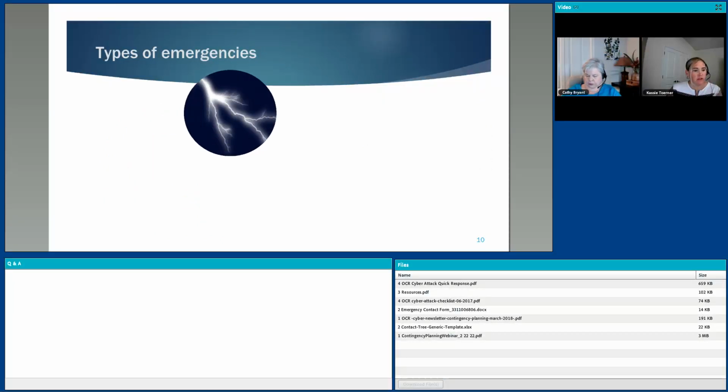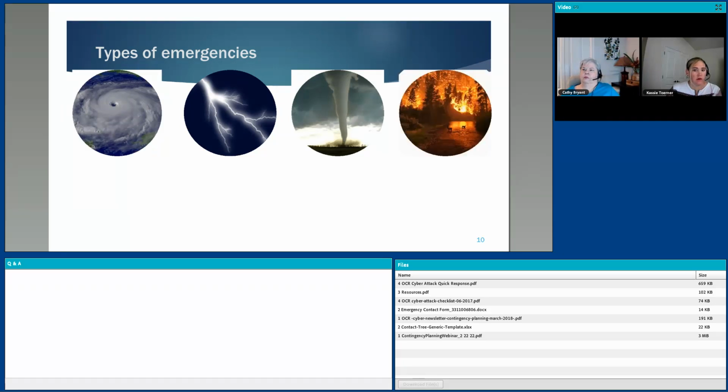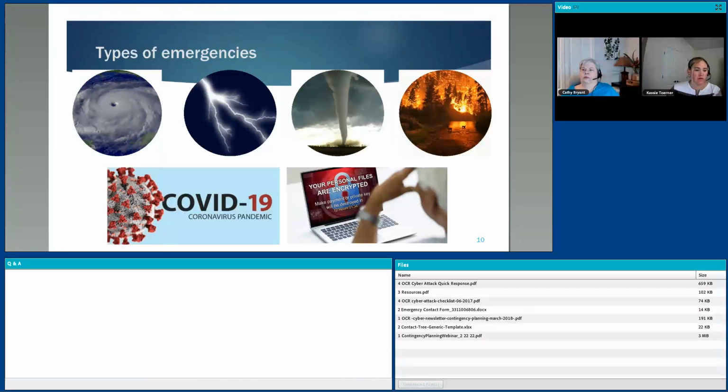So, types of emergencies that in Texas we are prepared for typically are thunderstorms, tornadoes, hurricanes, wildfires, cyber attacks, and also pandemics. Those are just some topics that you can focus on as you're developing your plan, and things to take into consideration as you're working through developing your plan around each of these types of scenarios.